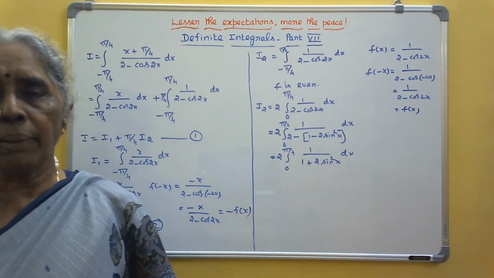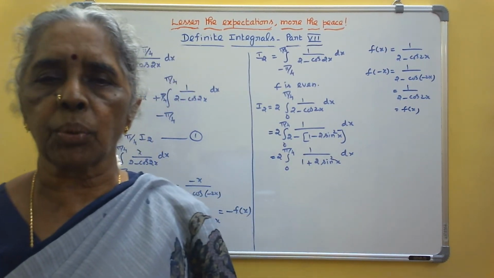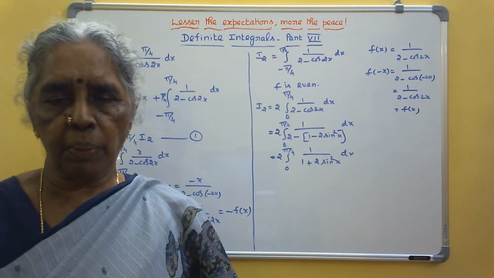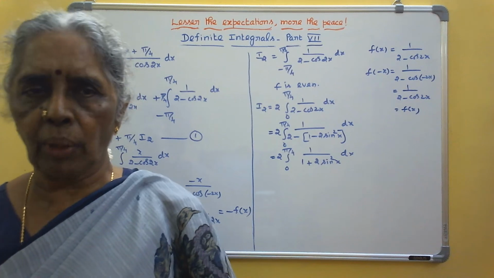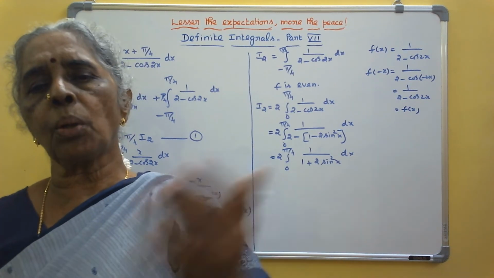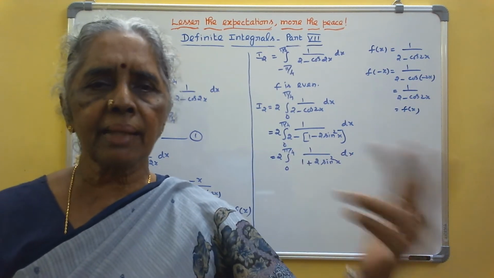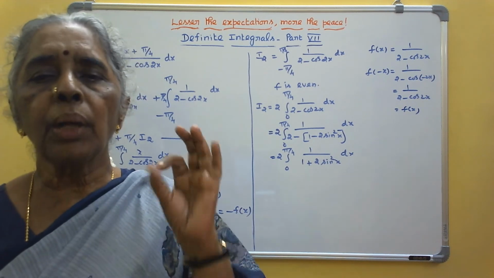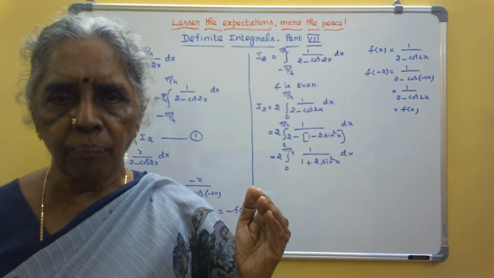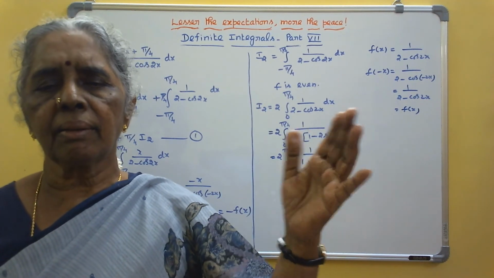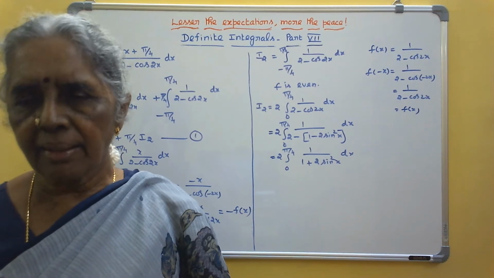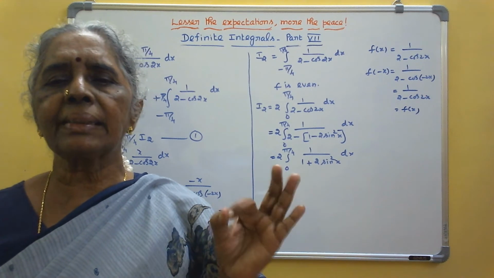Now you may remember in indefinite integral I have taught you, if you have integrals of the type dx by a plus b sine squared x or a plus b cos squared x or a sine squared x plus b cos squared x in the denominator, you have to divide both the numerator and the denominator by cos squared x and then substitute tan x is equal to t.